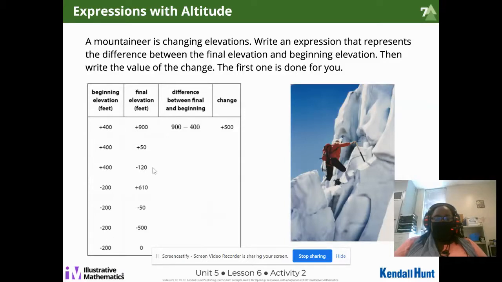next 5 lines. So here we have 400 minus 120. We're going to start with a negative 120. And then we end it with 400. So you're going to do 120 minus 400. And then you're going to write your solution here.